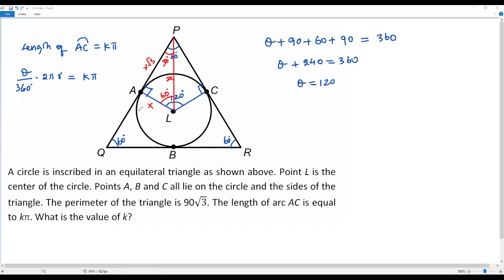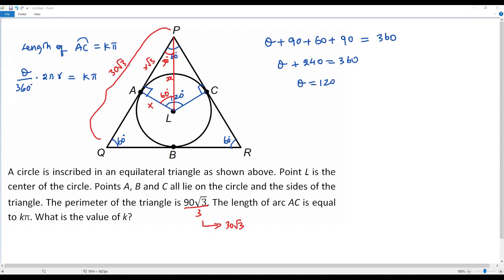Now my aim is to get the value of x, which gives the radius of the circle over here. For that, we can consider the information we have over here. That is, the perimeter of the triangle is 90 times square root of 3. The given triangle is an equilateral triangle, so all the three sides are equal in length. Now, to get the length of each side of the triangle, we have to divide the given perimeter by 3. When I divide this by 3, I am getting 30 times square root of 3. That is, the length of each side of this equilateral triangle is 30 square root of 3.